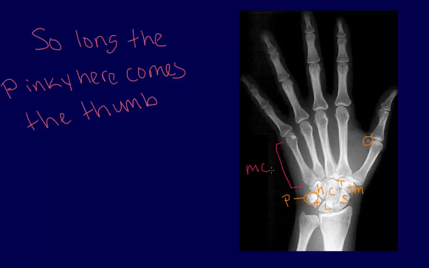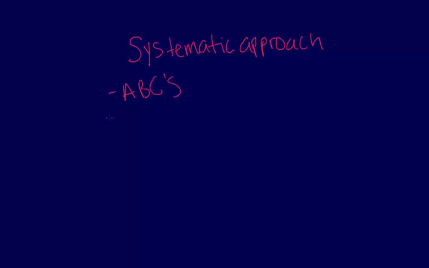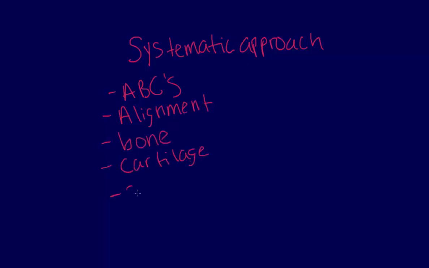We have our metacarpal bones, our proximal phalanges, our intermediate phalanges, and last we have our distal phalanges. Before we start looking at fractures, we need to develop a systematic approach to evaluating a fracture. I like to use the ABCs: A for alignment, B for bone, C for cartilage, and S for soft tissue.